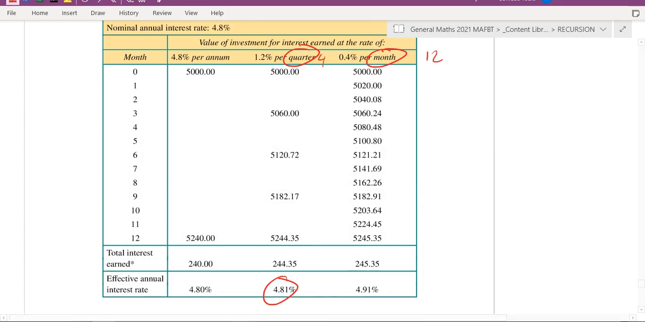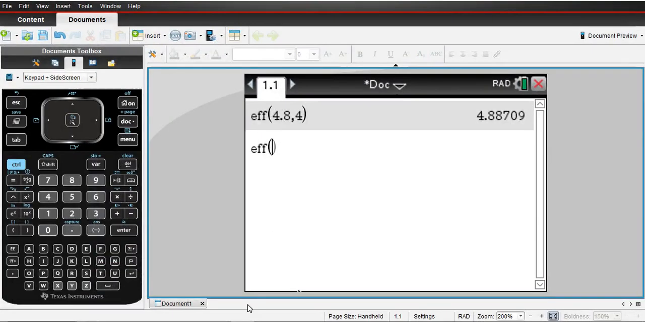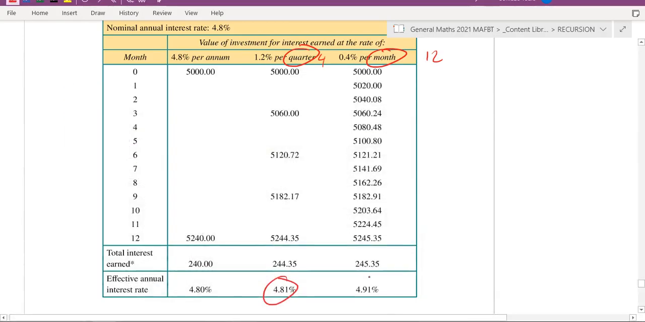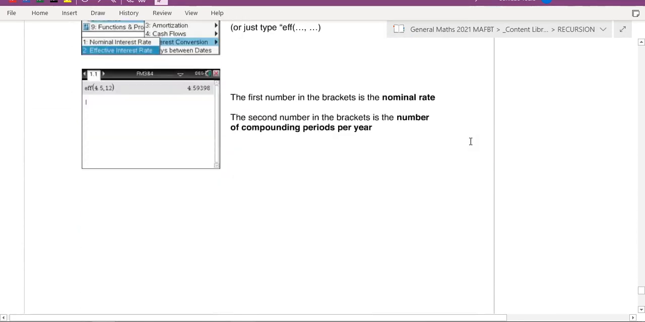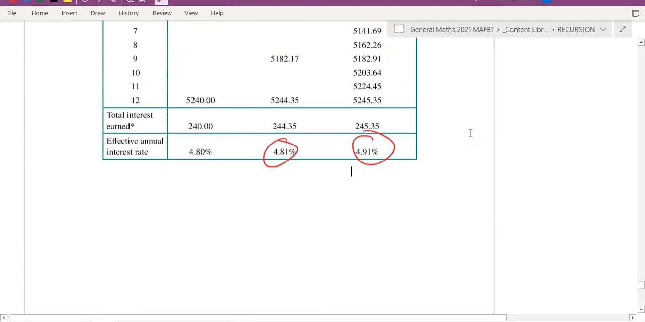So I would go EFF 4.8, comma 12. And that will give me the effective rate for the 12 compounds. Not sure why that's 4.81. Must be a typo in the textbook. Let's move on. So finding the effective and nominal, actually, let's go back the other way as well.